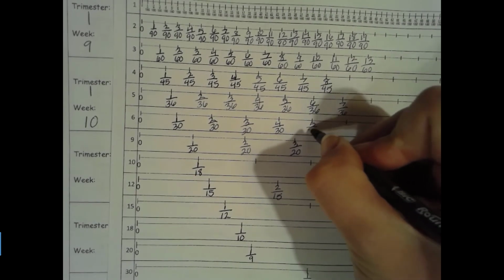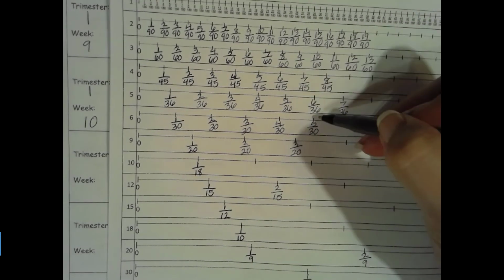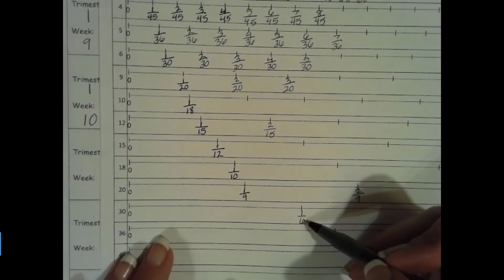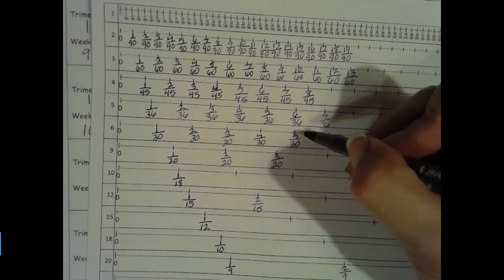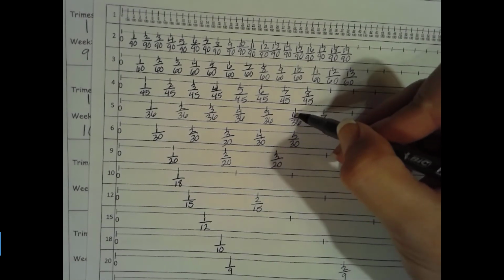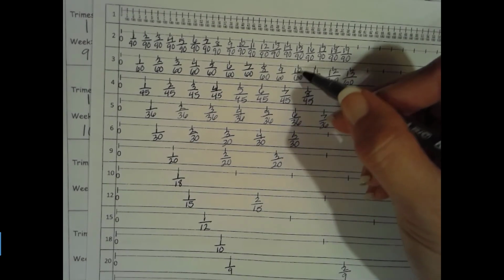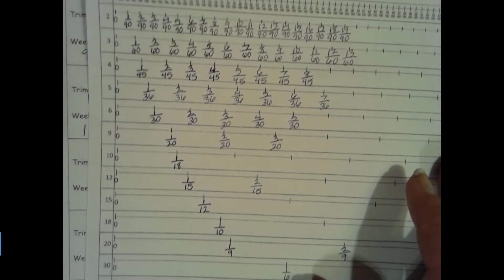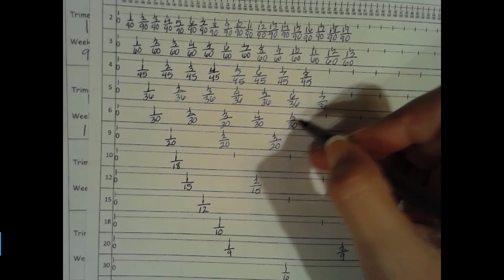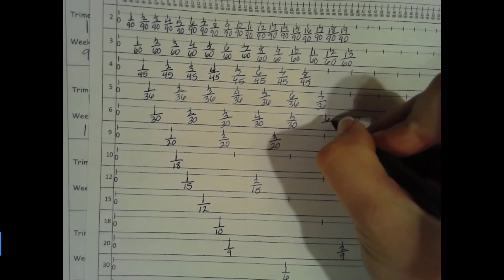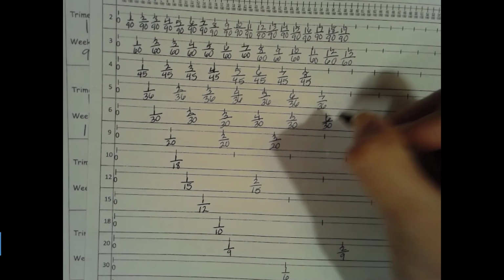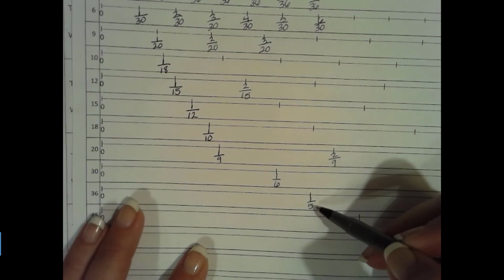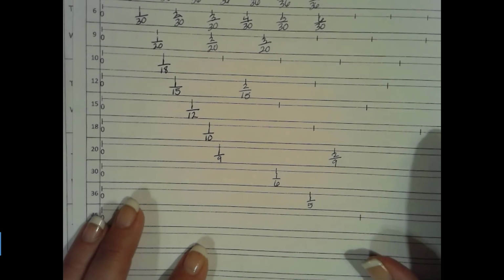Then 5/30 is equivalent to 1/6. That was the simplest form for that one. It's also equivalent to 6/36, 10/60, 15/90, and of course the beginning fraction, 30/180. Then 6/30 is equivalent to 1/5, equivalent fraction in lowest terms.